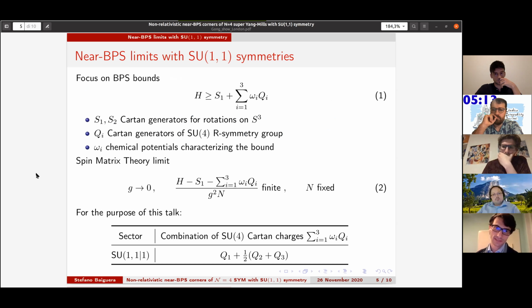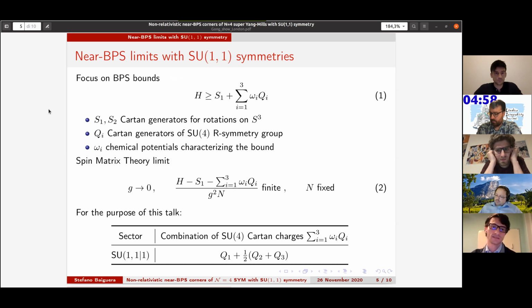Now, focusing in more detail on the specific near-BPS limits, we consider limits of the form given by equation 1, where you can see the various Cartan charges on the free sphere. But one relevant fact is that one of the Cartan charges for rotations, S2, does not appear in this inequality. This is why we are restricting to limits with SU(1,1) symmetry or some other spin group which contains SU(1,1) as a subgroup. If you turn on also S2, then you will obtain SU(1,2) symmetry groups or generalizations.